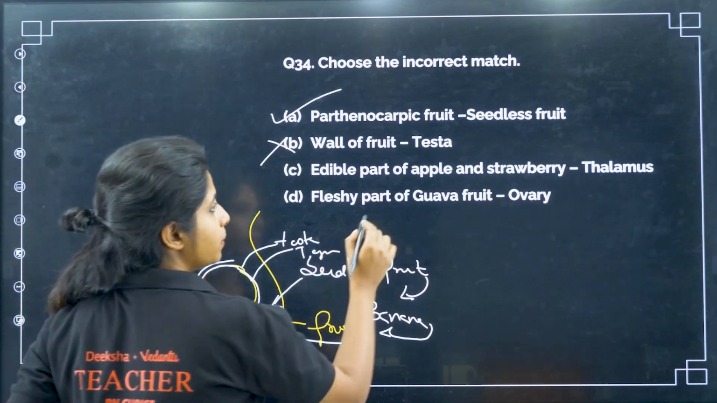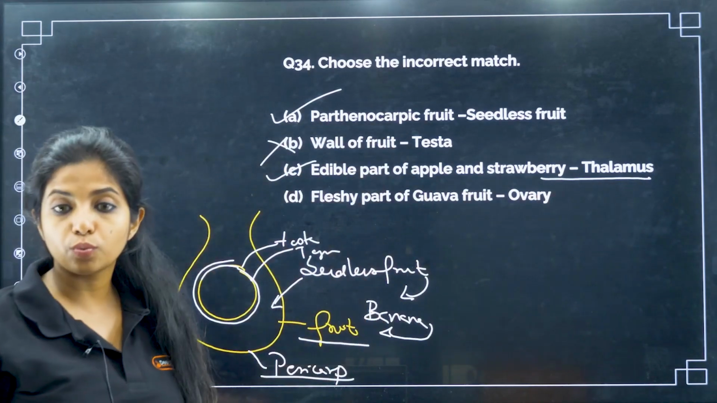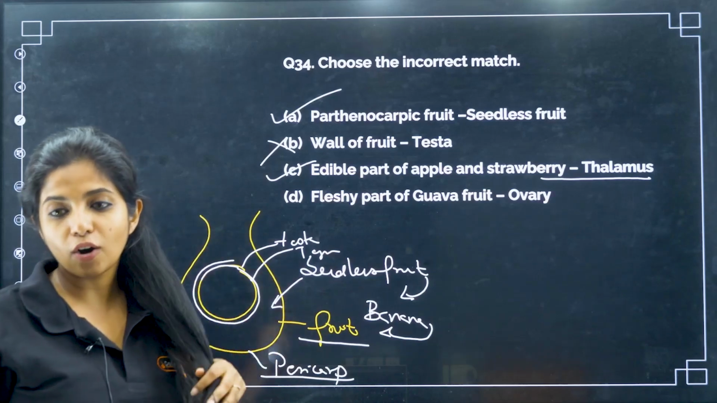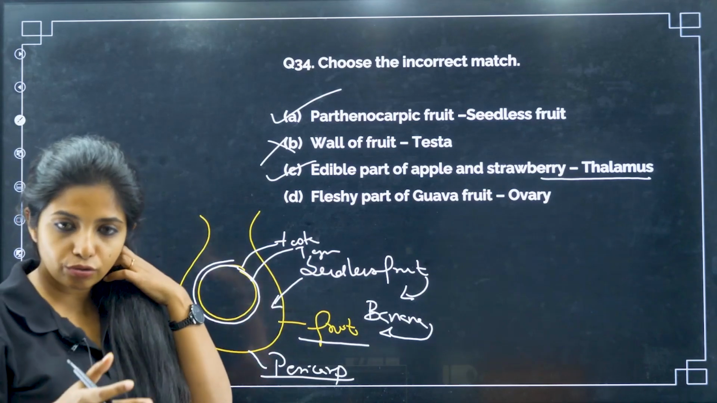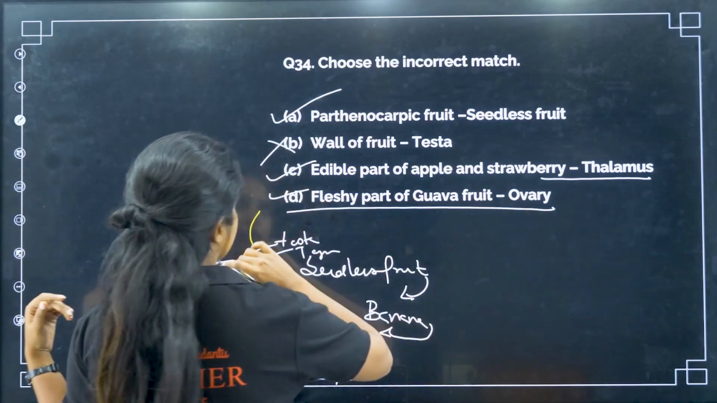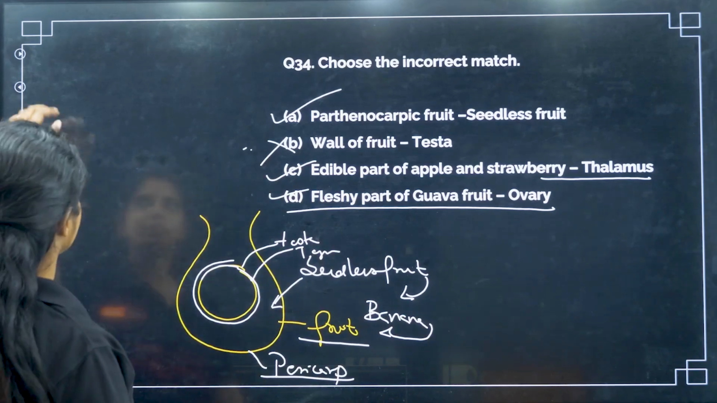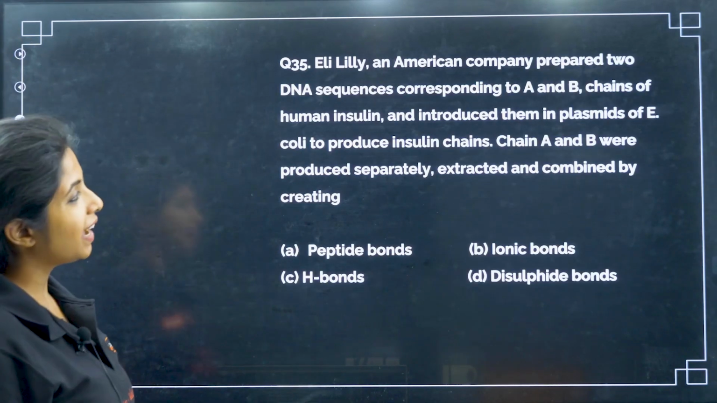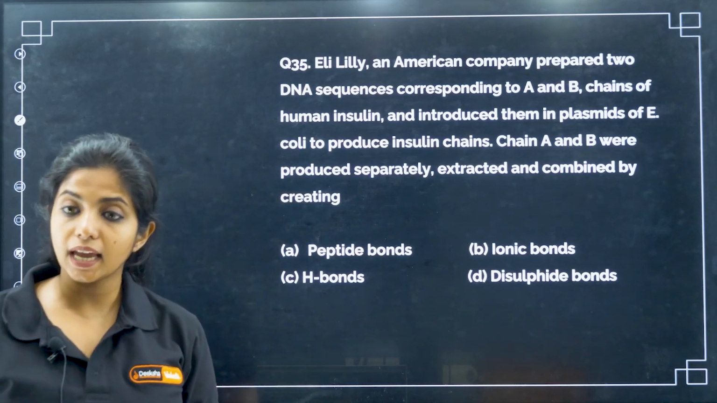So the edible part of apple and strawberry is what? Thalamus. Now the fleshy part of guava fruit is what? Is it ovary? Yes. In guava, it is a true fruit, which is why the ovary itself transforms into fruit. So this is also correct. What is not correct? This one. Wall of fruit is not testa. It is pericarp.